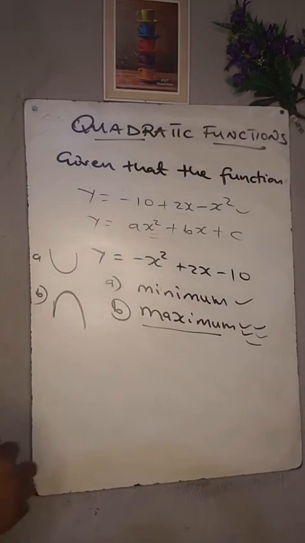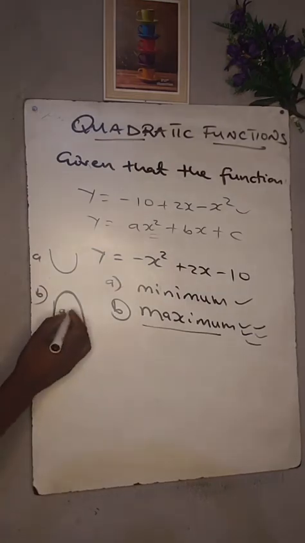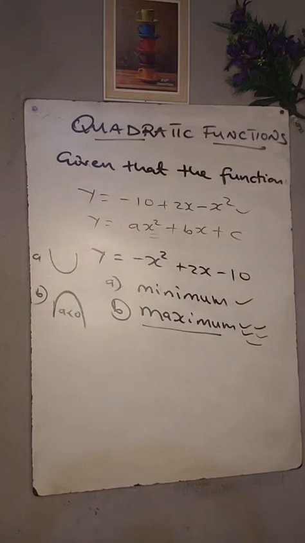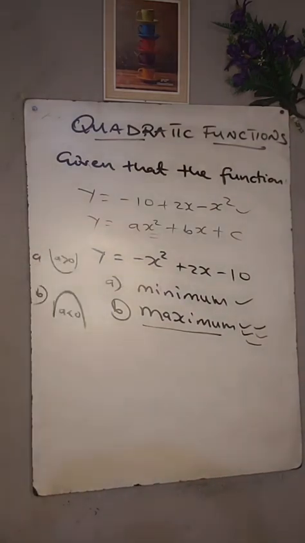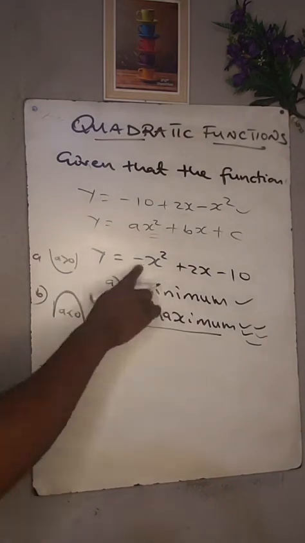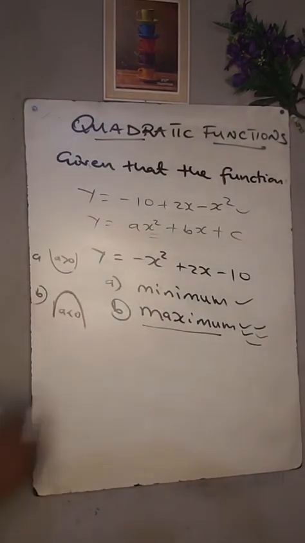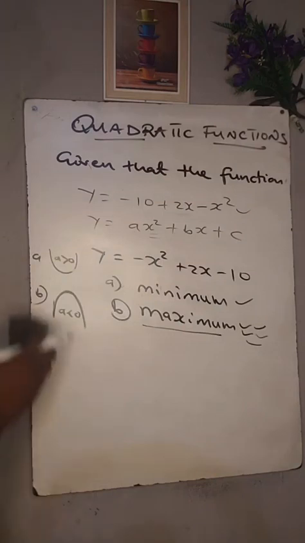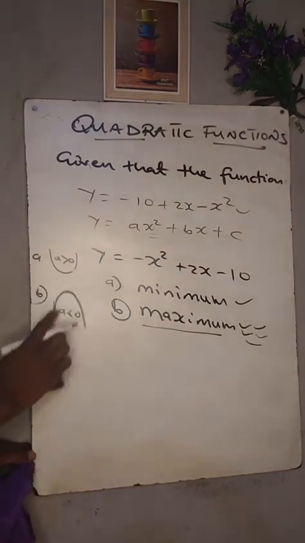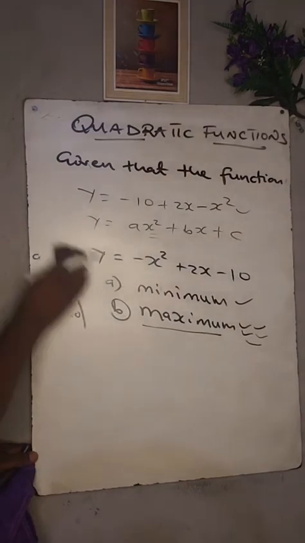Because our a is less than 0. Okay, so our a is less than 0, hence we have that curve. And if our a is greater than 0, we have such. So this has a negative, hence we have that curve. So it has a maximum value. So the curve, if we were to plot the curve, it will come out like that. Good.